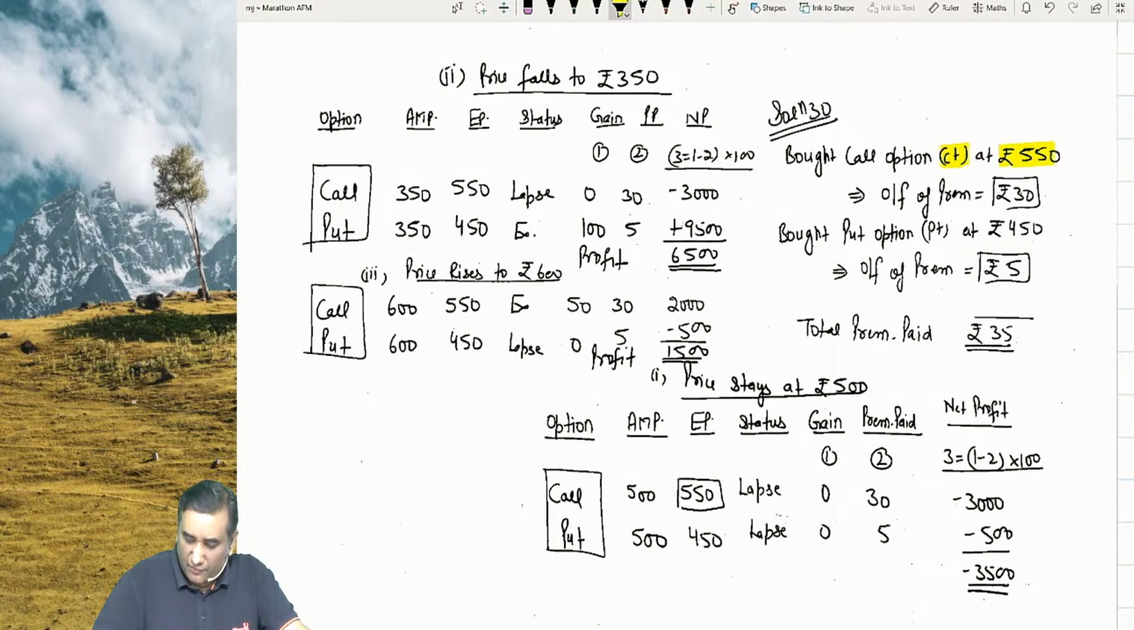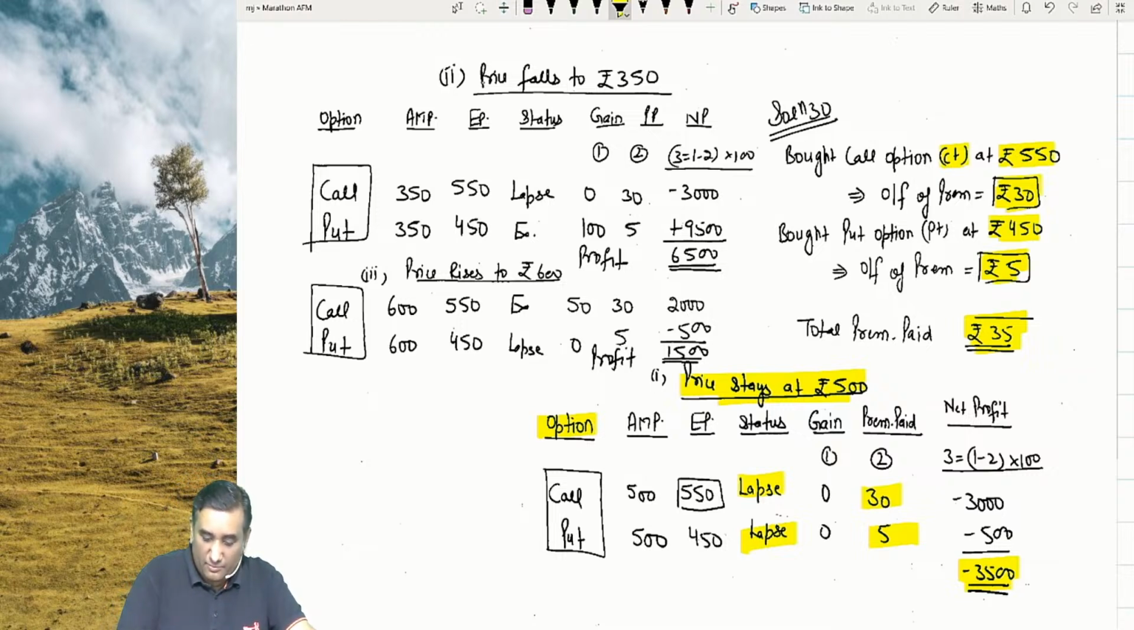Call option 550, premium paid 30; put option 450, premium paid 5; total premium 35. The price stays at 500. Both call and put options would lapse. The premium paid is lost, so you end up with a loss of 3500. Now in the second case, when the price falls to 350, only which option would be exercised? The put option. The put option gives you a gross profit of 100, and out of that 100 you pay 35 as premium.